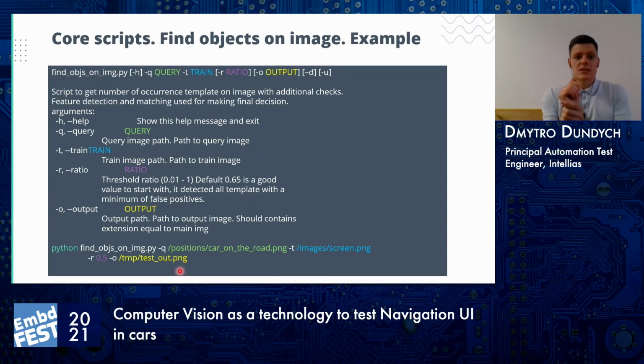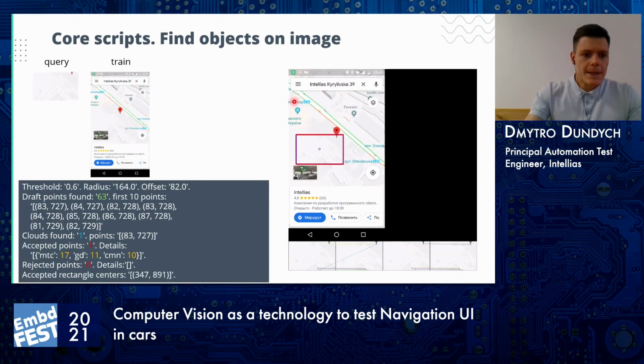The second script is a script for finding objects. It's almost the same. You have some train images, like templates, and query images like a template, which is a small part of the big images you search in. And of course, you can use downscale and upscale to select it. So there is the same example with query images, train images, and results.